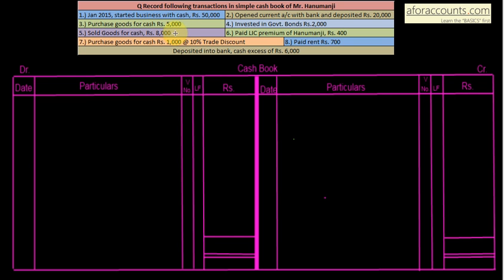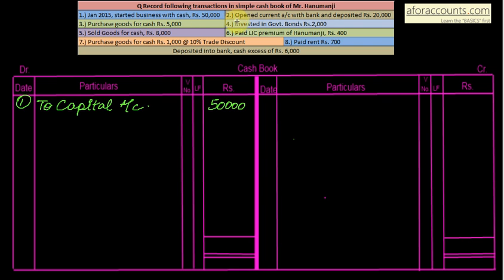So cash is coming in and you have started business with cash. Why is cash coming in? In the form of capital, cash is coming in. So your first entry will be cash account debit to capital account. Cash account debit, kyunki cash andar aa raha hai, to capital account. First entry and the amount is 50,000 rupees.